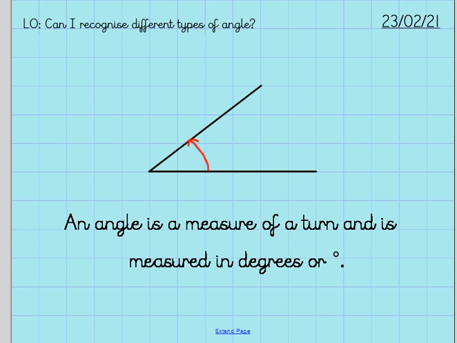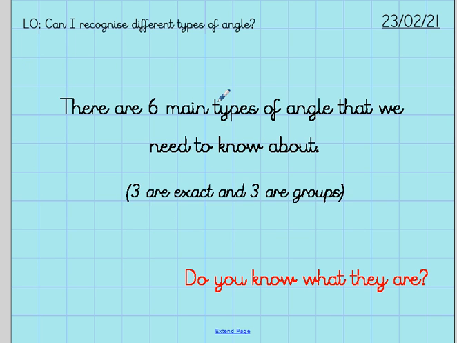There are 6 main types of angle that we need to know about. 3 of them are an exact angle: when it's an exact amount of degrees, we give it a name, and 3 of them are groups. Do you know what any of them are? Have a think. Just think to yourself. Do you know any of those angles?